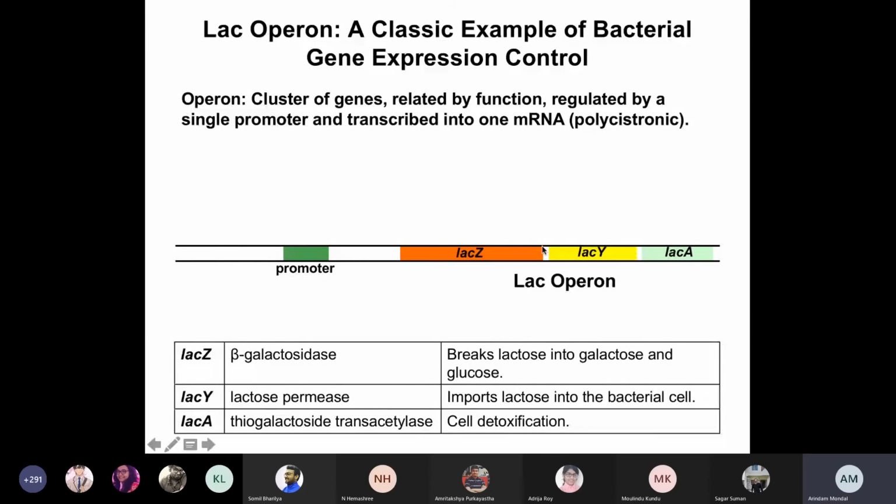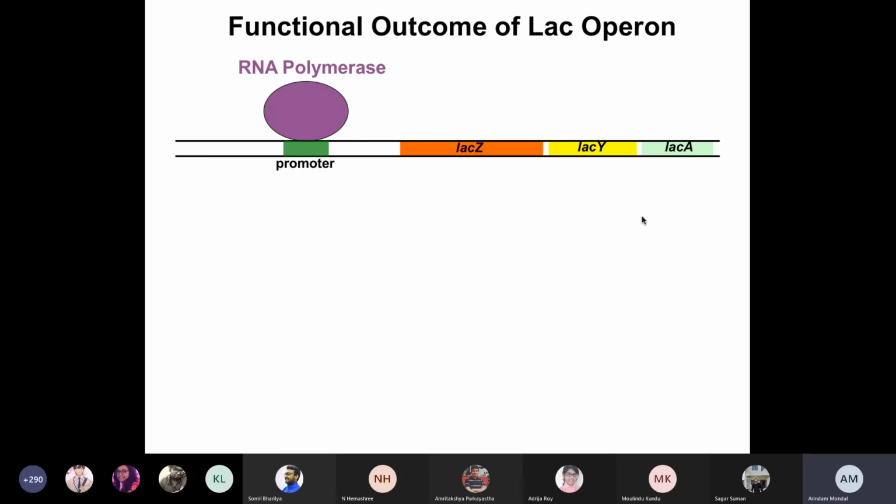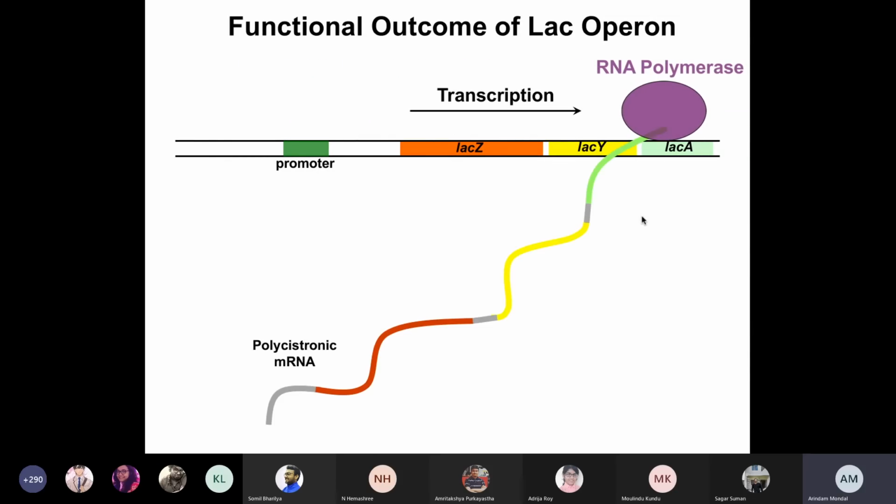As you can see, these three enzymes which are needed for the lactose metabolism remain situated very closely to each other and also under the same promoter, so that whenever an RNA polymerase recognizes this promoter, it can synthesize an mRNA having all of these genes within it. As the RNA polymerase recognizes this promoter, it transcribes the entire gene, synthesizing an mRNA which will have 3 different genes within it.